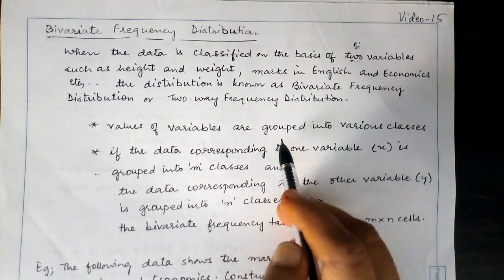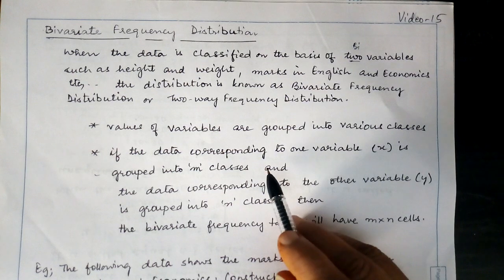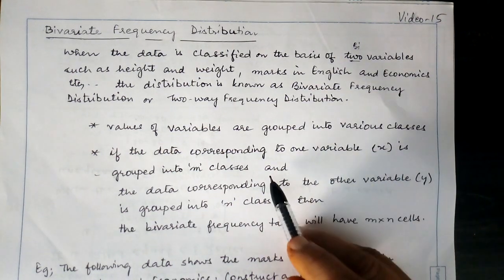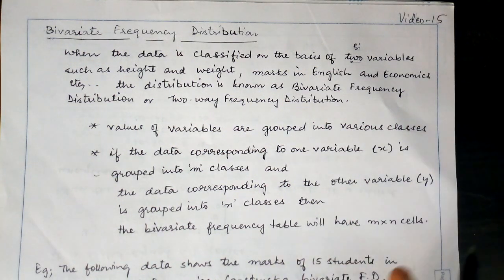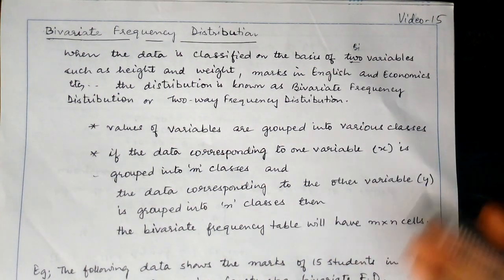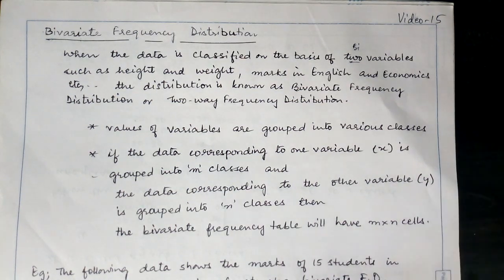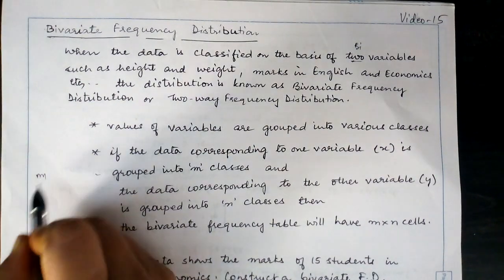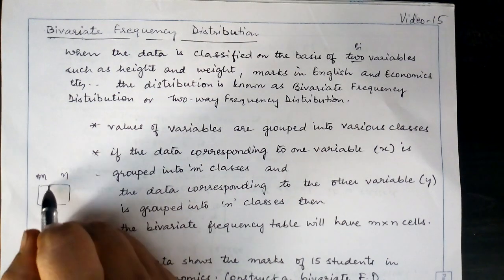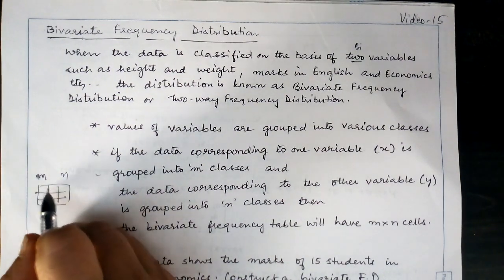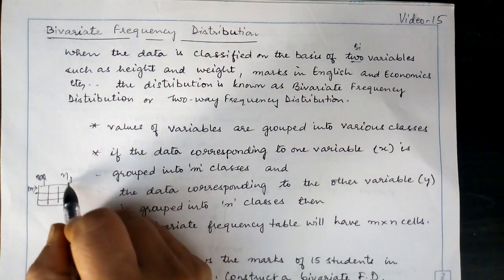Here the values of variables are grouped into various classes, and if the data corresponding to one variable is grouped into m classes, and the data corresponding to the other variable, say y, is grouped into n classes, then the bivariate frequency table will have m into n cells. So this is m and this is n. M is represented like this, n is represented like this.